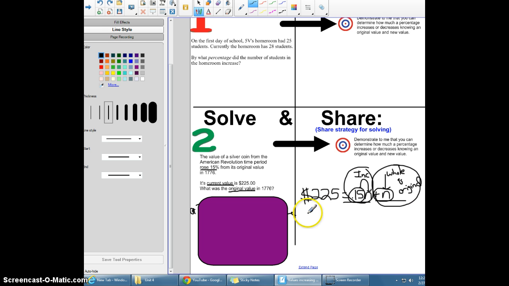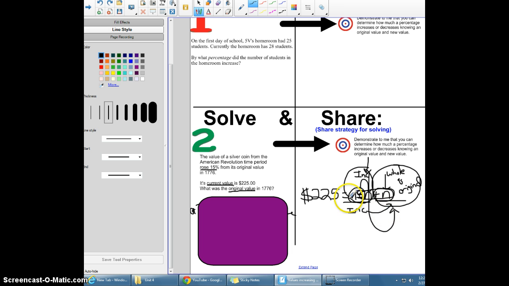Because you've got this coin, we don't know its original value. All we know is that it rose 15% from the original value. So that's why we have this plus n. This represents the rising in price, the increase. This represents from where the increase came from, which is why we have two n's here. Oops, that's a 5, not an 8.